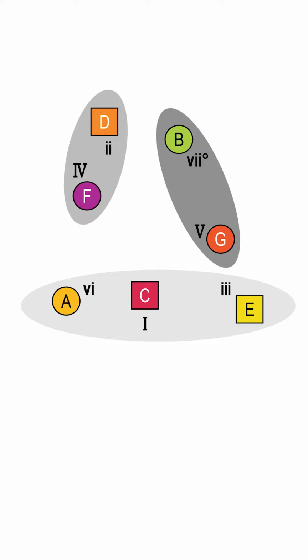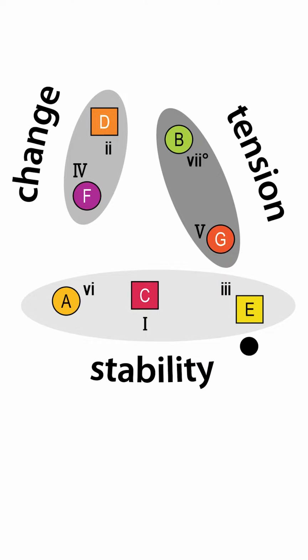Focusing on their root notes, chords major 1, minor 3, and minor 6 at the bottom are chords of stability. The key harmonically gravitates to these harmonies. Major 4 and minor 2 are chords of change that depart from that stability, and chords major 5 and diminished 7 are harmonies of tension that want to resolve or return to stability.